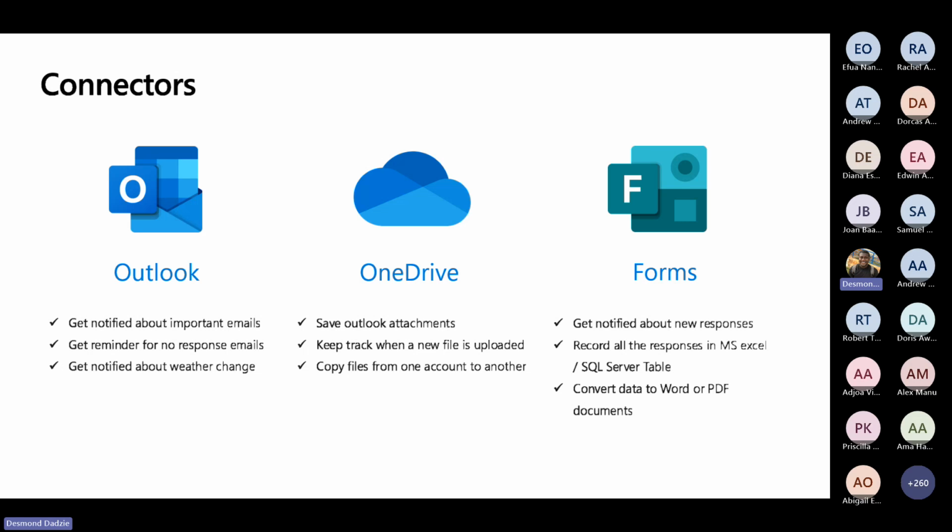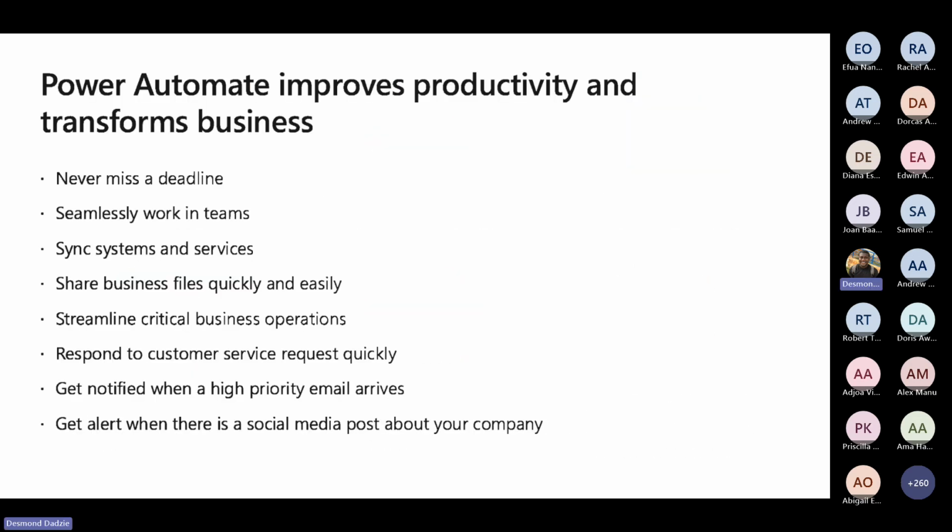So we proceed to how Power Automate actually improves productivity and transforms business as well. So the first thing is Power Automate will help you never to miss a deadline. It also helps you to seamlessly work in teams. I'm going to show you that when we get into the demo. It also helps you to sync systems and services as well. It helps you to share business files quickly and easily.